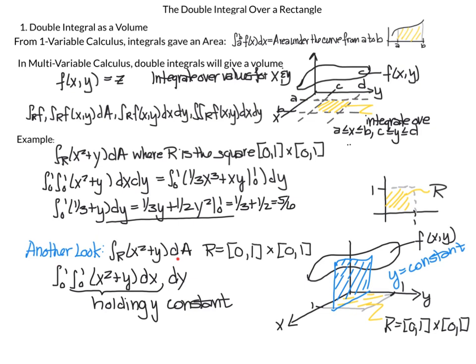Then when we go to the outer integral, what we're doing is we're then just marching along the y-axis, and for each value of y, we're going to hold that constant, and we're going to integrate another area. And then eventually, as y goes from 0 to 1, we have all these cross-sectional areas that we're adding up, that we're summing up here in the outer integral. And that will give us a volume.